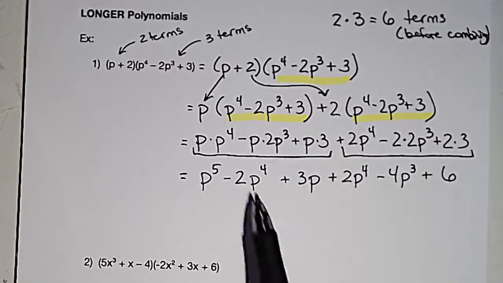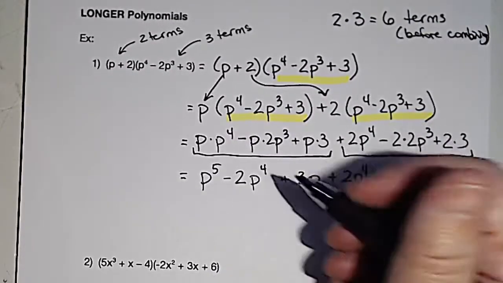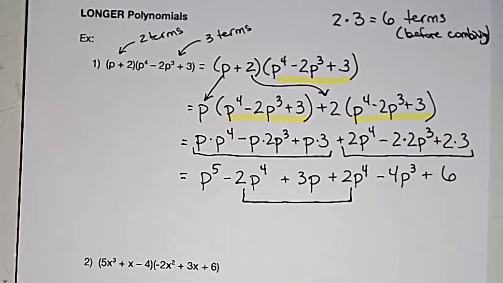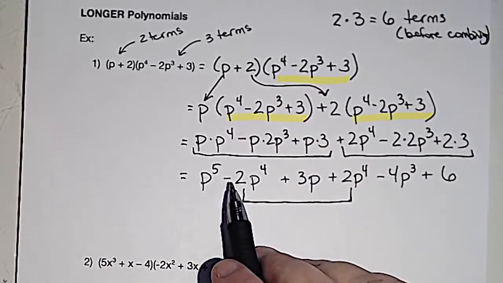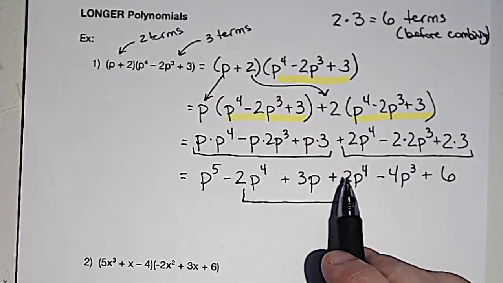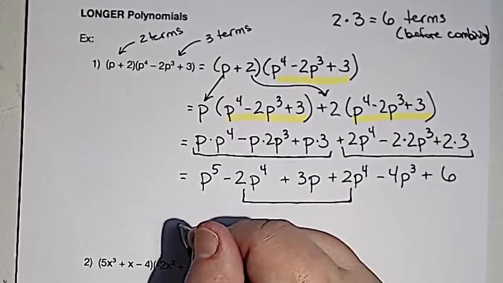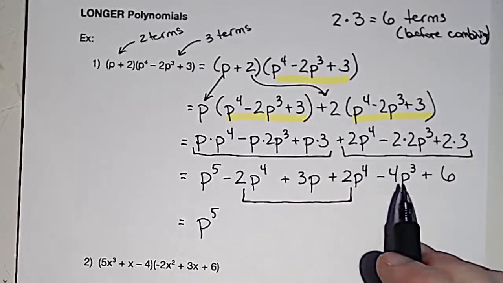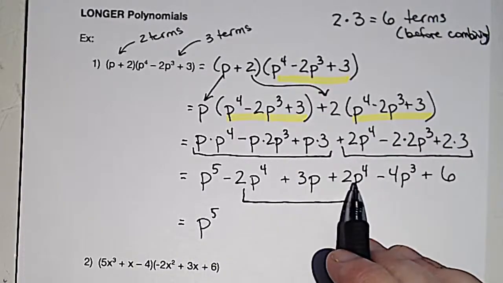But we're not going to keep it at 6 because I see that I've got some p to the 4ths that match up. And in fact, interestingly enough, this is a minus 2 and this is a plus 2. So these guys are going to cancel and we're not going to see them at all. So in the final result, we're going to see p to the 5th. Then I'm going to look through, the p to the 4ths cancel.